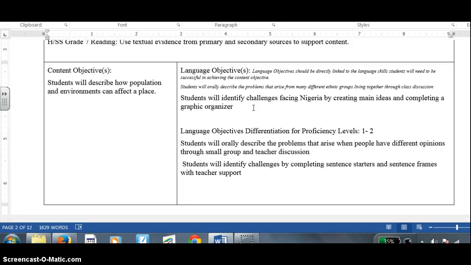But for my ELL student who is at a level 1 for reading, writing, and listening, he's actually at a 4 for speaking. But for level 1 for him, my EA and I decided that it would be best to stick with trying to identify challenges by completing sentence starters and sentence frames and orally explain to us problems that arise when people have different opinions within a small area.